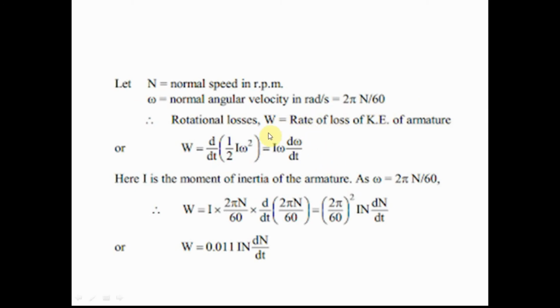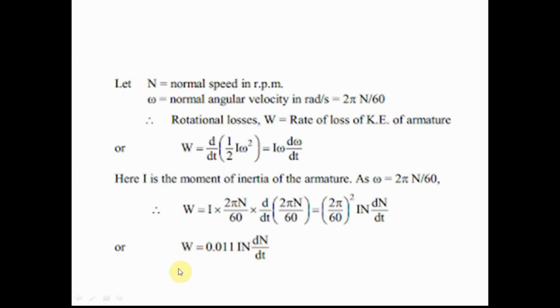rotational losses. So the equation for kinetic energy is half I omega square, where I is the moment of inertia. The rate of loss of kinetic energy you get when you differentiate this expression. So I omega d omega by dt is the resultant expression, and this is the total rotational loss. If you substitute omega equal to 2 pi n by 60, the resultant rotational loss becomes 0.011 I n dn by dt.